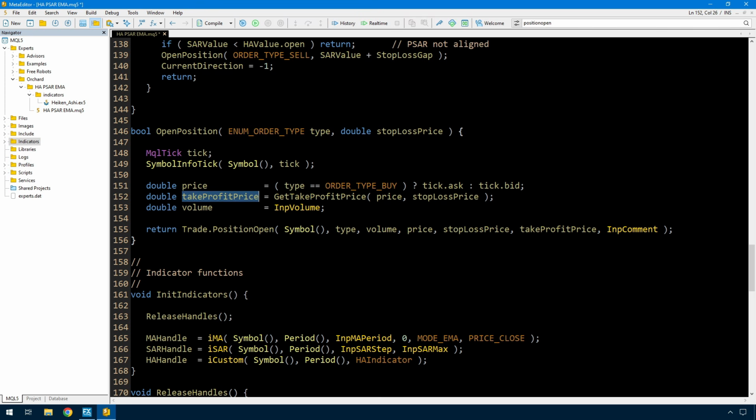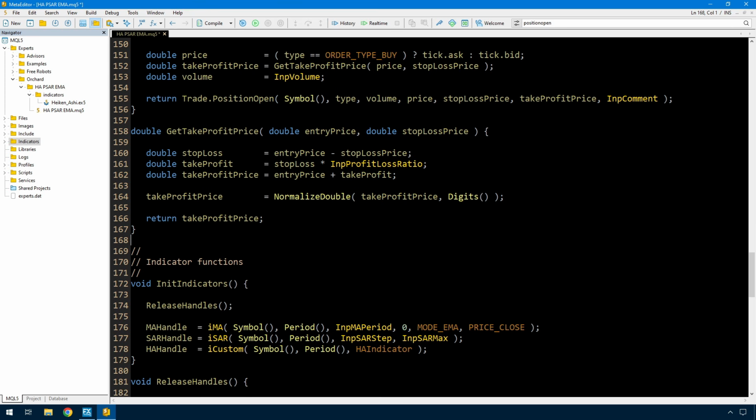The take profit price then is another function that I have to write, get take profit price, passing in the price and the stop loss price. Volume is just the input volume, and then I call trade.PositionOpen, symbol, type, volume, price, stop loss price, take profit price, and comment. And that completes the open position, except for this get take profit price.